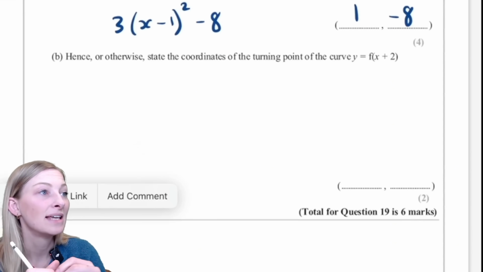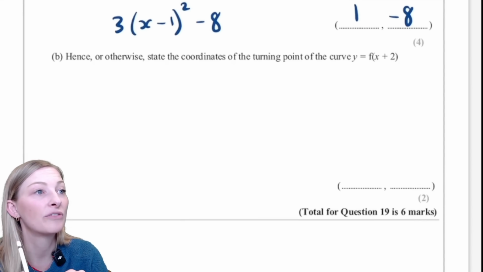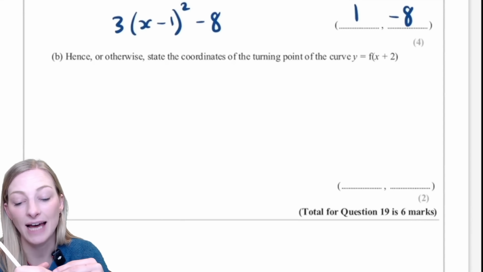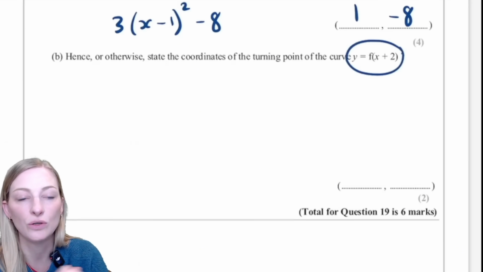Hence or otherwise, state the coordinates of a turning point of the curve y equals f of x add 2. What does this do to our graph?